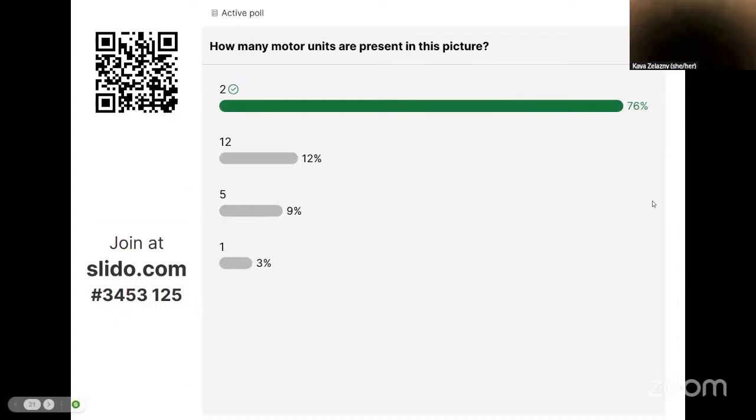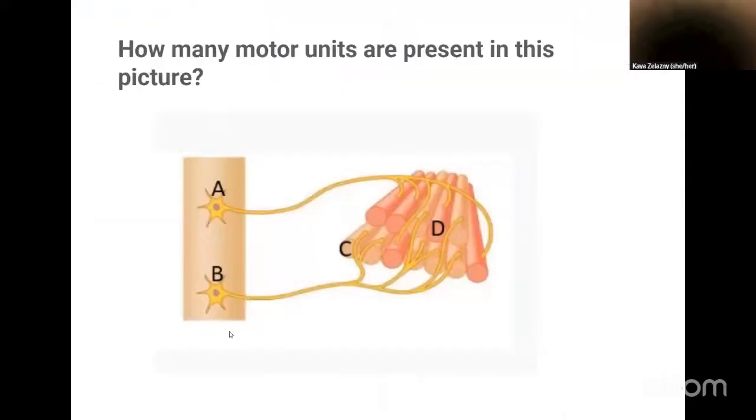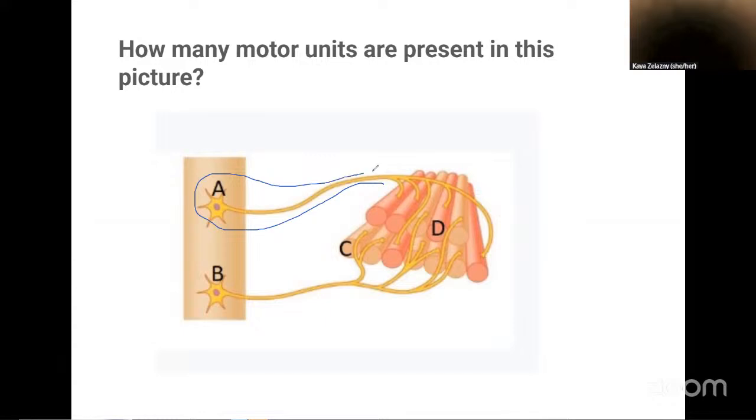Okay, so it should be two. Let's look back at that picture. So remember what a motor unit is: all the muscle fibers that go back to one motor neuron, right? So when we're grouping together muscle fibers into a motor unit, what we're noticing is that we have one neuron that then splits out to several muscle fibers, right?